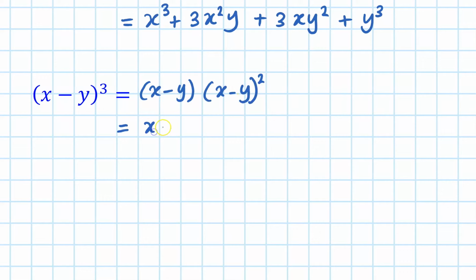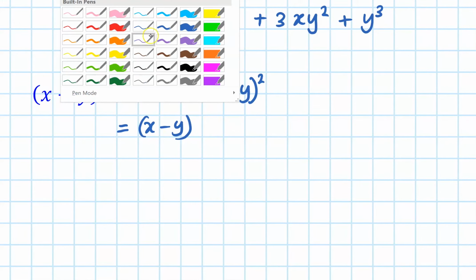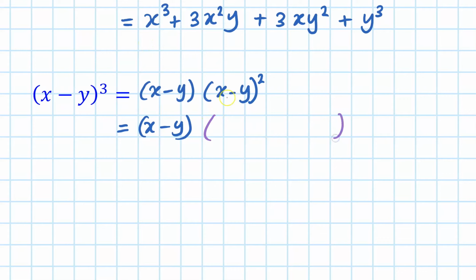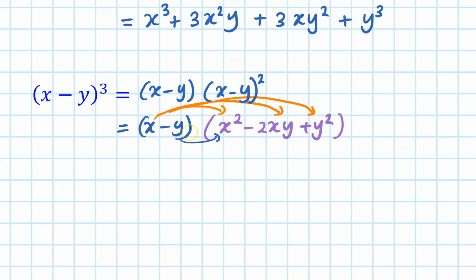where we can write, let me get a different color, x minus y squared using our square expansion. Now we are going to distribute x onto each, as well as y onto each. Let me get a different color for that. Okay, so let's write the orange ones first.